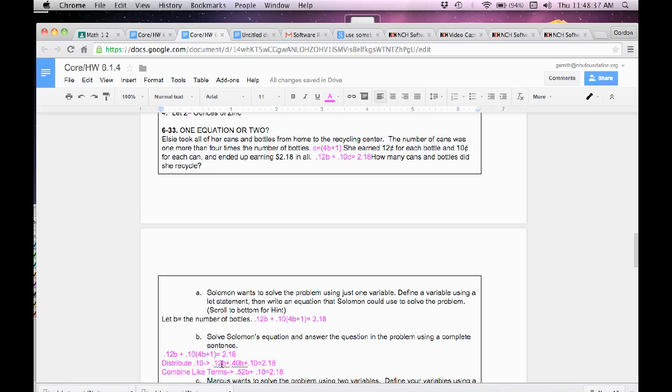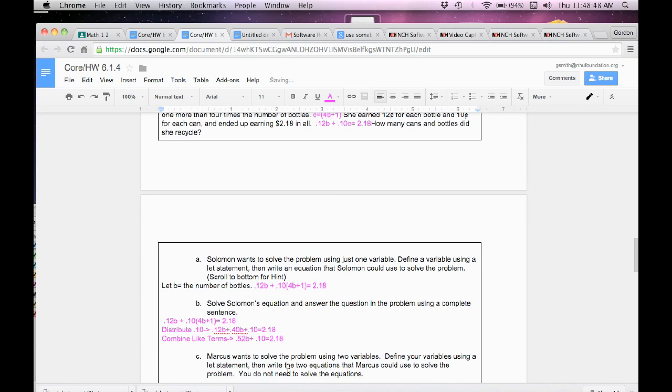So now that I've distributed, I can combine like terms. I can combine the two b terms. And that's going to get me 0.12b plus 0.40b is 0.52b plus 0.10, which equals 2.18. So now I've got it all in terms of b. So now I just got to get the b alone to figure out how many bottles. So we're going to subtract this 0.10 from both sides, right? Because we're trying to isolate the variable. And what we get is 0.52b is equal to 2.08. And then to get b alone, we'll divide by 0.52.